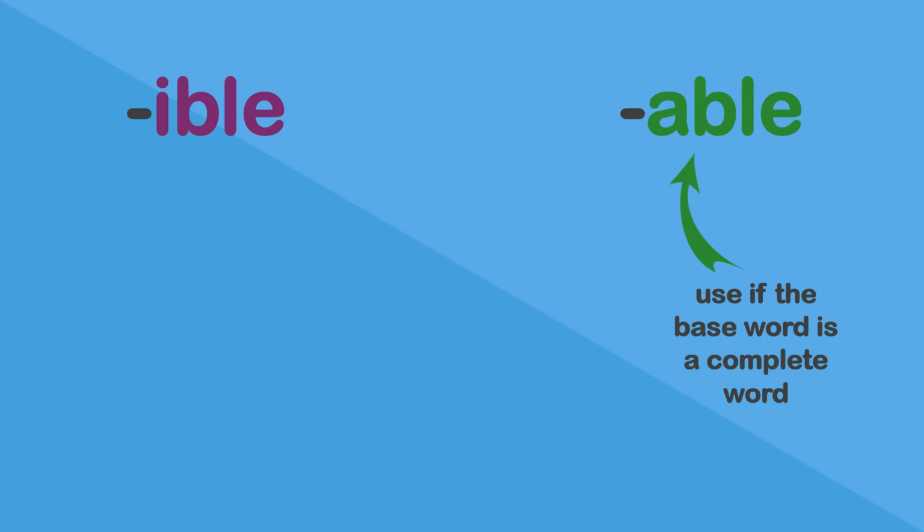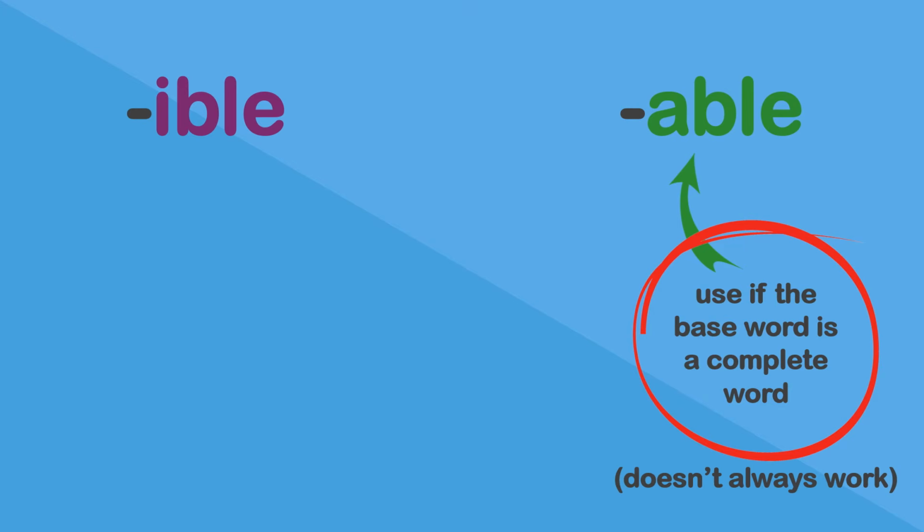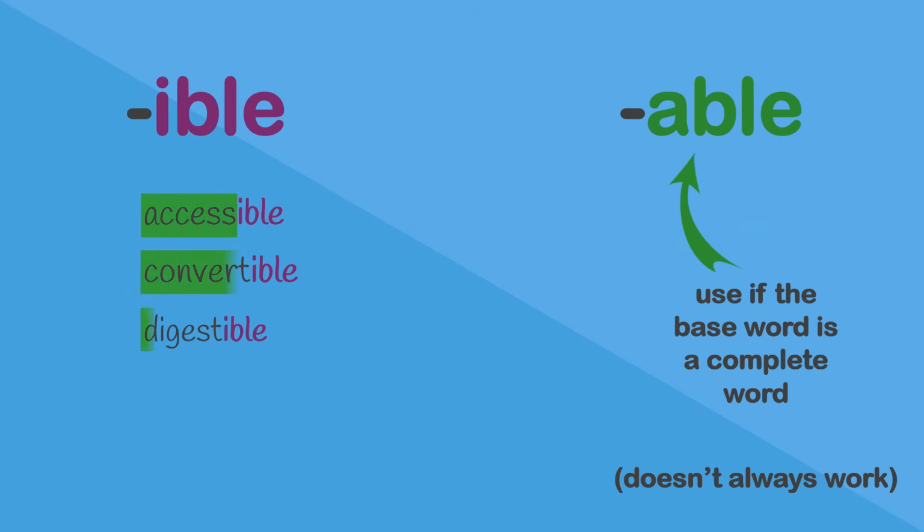Now, it's important to remember that this is just a general rule, and it doesn't always work. For example, accessible, convertible, digestible. These words are spelt with ible, even though the base word in each is a complete word on its own.